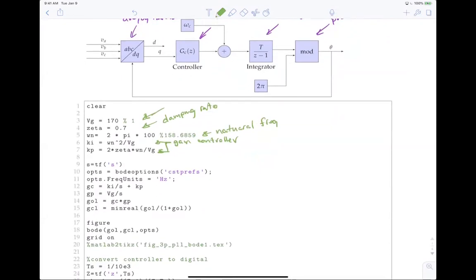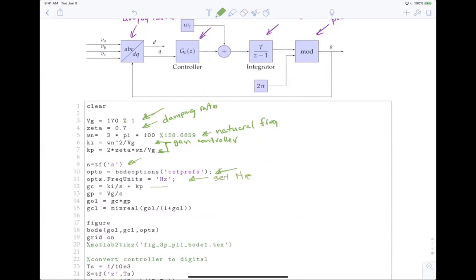Once we have those calculated, essentially the controller is designed, but now we want to convert this controller over to the Z domain. First things first, we create a transfer function of S, so S is now a transfer function object within MATLAB's workspace, and we can use that to instantly write equations for transfer functions. We're also going to use this options structure, which you can pass to the Bode function. The default is radians, and I generally like to look at it in hertz, so we're just going to set hertz for the Bode plot.